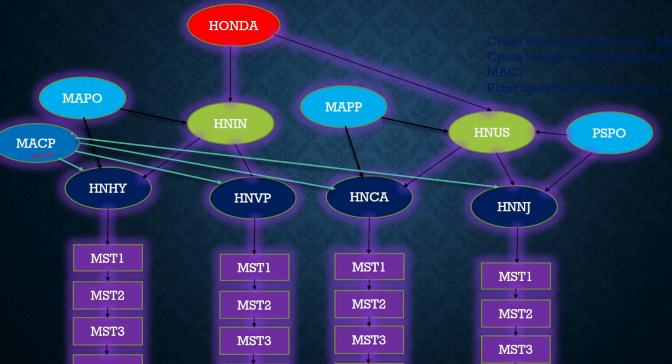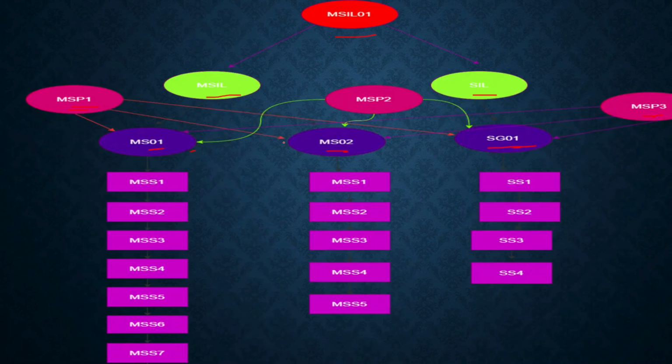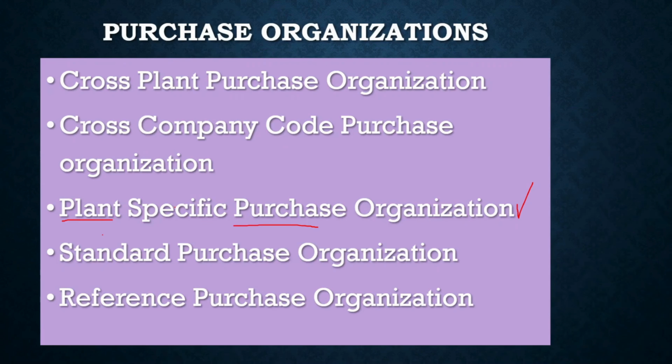The reason is, let's suppose we assign it with this company code. Now what will happen? Then it will not be considered a centralized purchase organization. Then it will only be responsible for the procurement activities of these two plants that belong to this company code. So we never assign the centralized purchase organization with any company code. So I guess it's clear what a plant specific purchase organization is, what a cross plant purchase organization is, and what a cross company code or centralized purchase organization is.